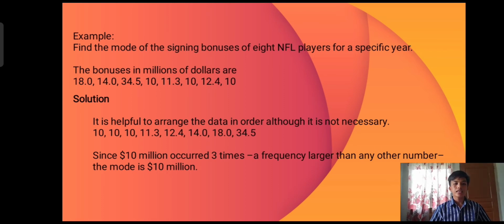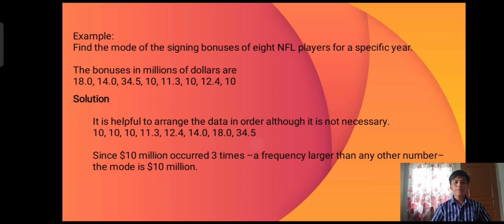Since $10 million occurred 3 times, a frequency larger than any other number, the mode is $10 million. The 10 million is the value that repeats, so it is the mode.